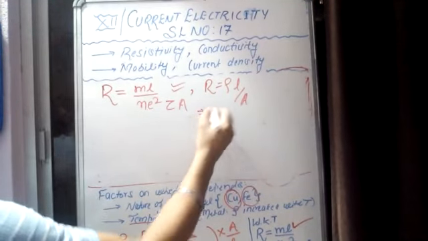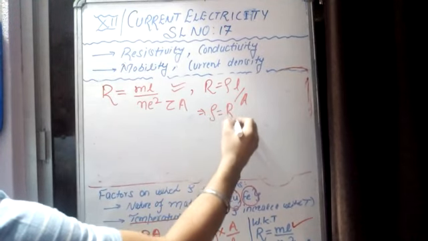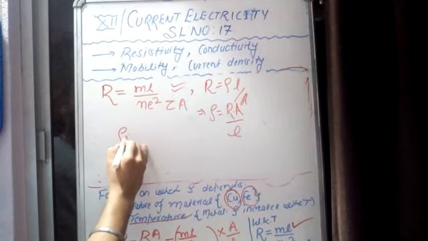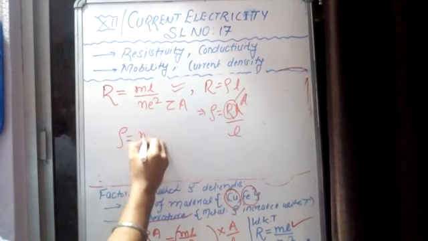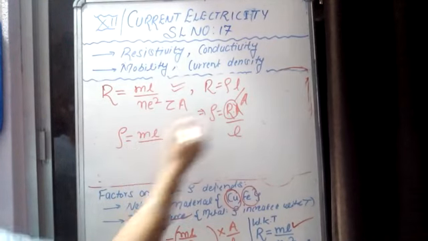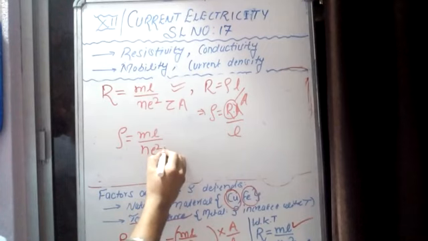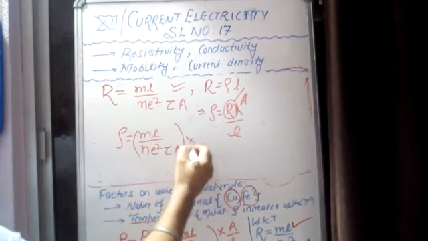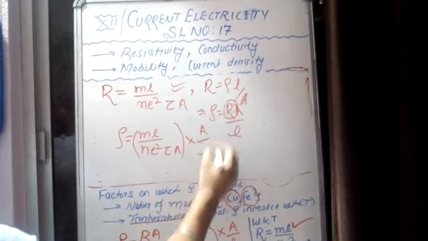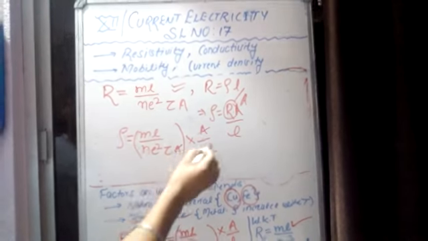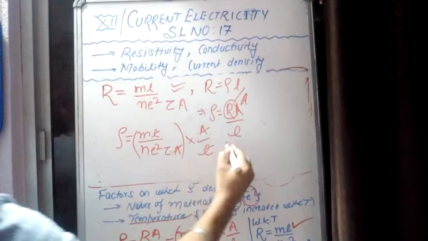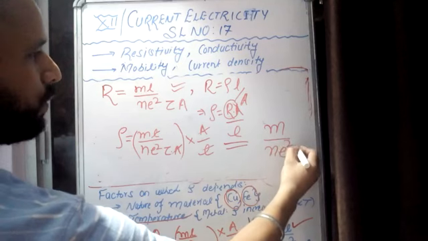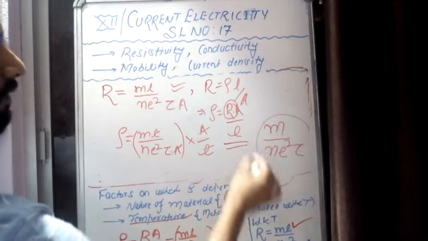Now rho is equal to R into A divided by L. Now putting the value, we will get rho is equal to R, that is mL upon ne square tau into A, into A by L. Now the A and L cancel. What is the final value? The final value is equal to m upon ne square tau. This is the other formula.